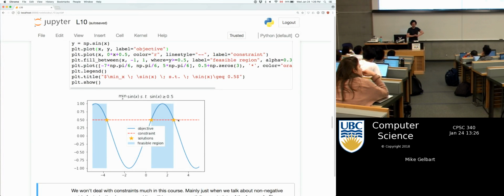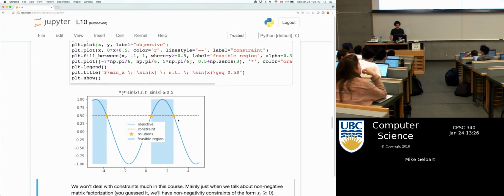Any questions or comments about this picture? Only 4 people asleep, which isn't that bad given the subject matter. Okay.